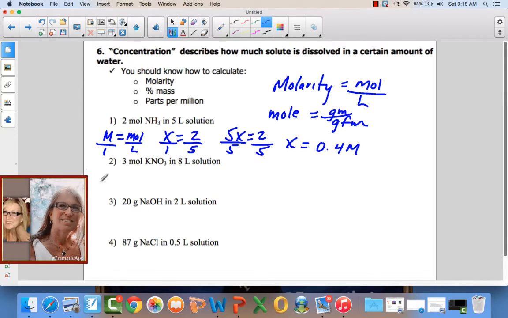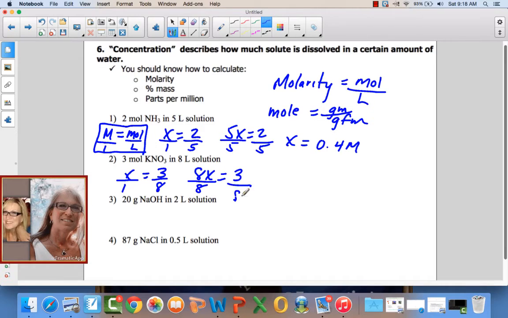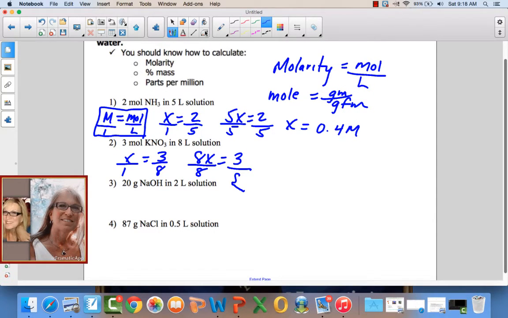Let's not forget units. Again, I'm going to use this same setup right here. 3 moles, so I've got x over 1 equals 3 over 8. Therefore, I have 8x equal to 3. I divide both sides by 8. And I get 0.375, which you can round to 0.38, that is fine.